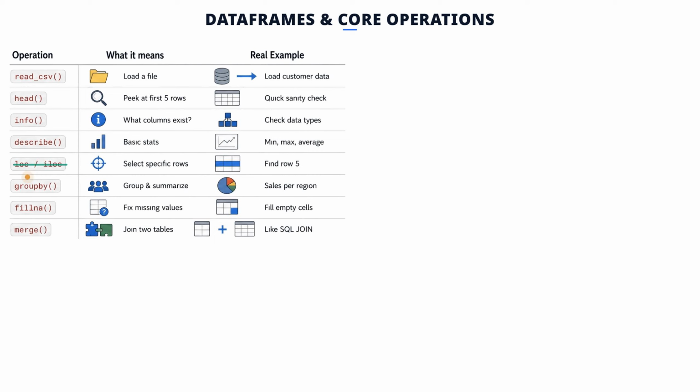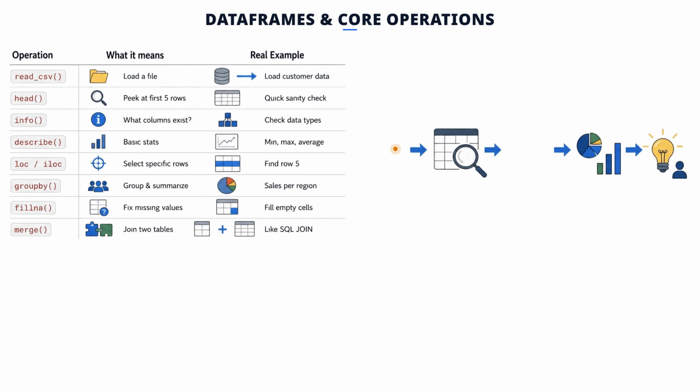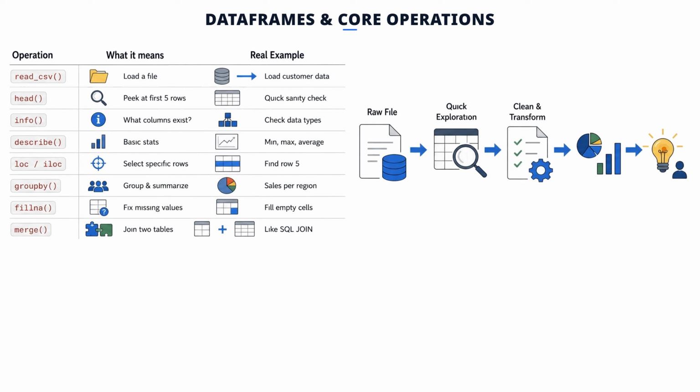To organize your data, GroupBy is a powerful tool for grouping and summarizing, like calculating total sales per region. FillNA is incredibly helpful because it lets you fix missing values or empty cells. And finally, merge lets you join two separate tables together, operating much like a join command in SQL. Basically, these operations allow you to seamlessly move from a raw file through exploration and cleaning all the way to finalized insights. To really understand this, let's look at a concrete data structure.